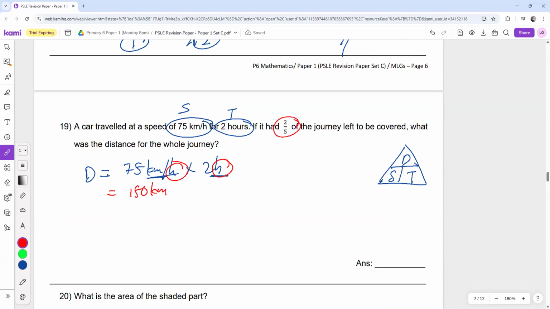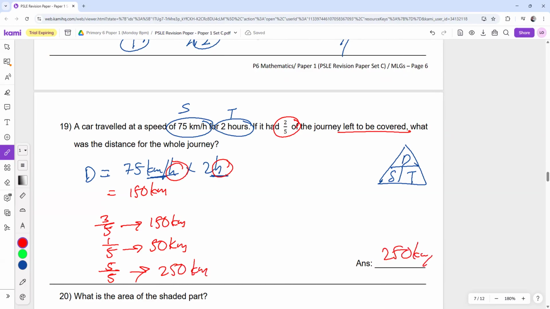If it had another 2/5 left to cover, so the car must have traveled what fraction already? The car must have traveled 3/5, right? Which is 150 kilometer. So can you find what is 1 unit? So divide by 3. So 1/5 must be 50 kilometer. Then what is the total distance for the whole journey? Which is 5 units, 5/5. So 50 times 5, 250 km, which is your answer.